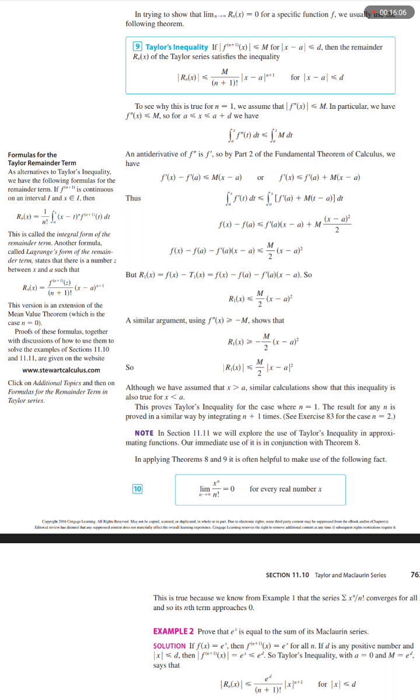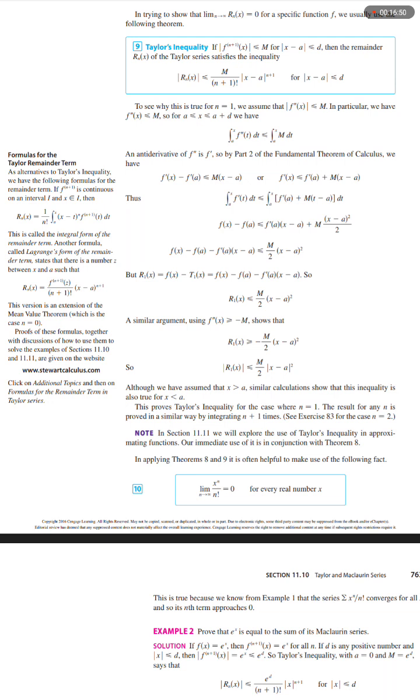Proofs of these formulas, together with discussions of how to use them to solve the examples of sections 11.10 and 11.11, are given on the website stewartcalculus.com. Click under additional topics and then formulas for the remainder term in Taylor series. Back to the text. Note, in section 11.11 we will explore the use of Taylor's inequality in approximating functions. Our immediate use of it is in conjunction with theorem 8.